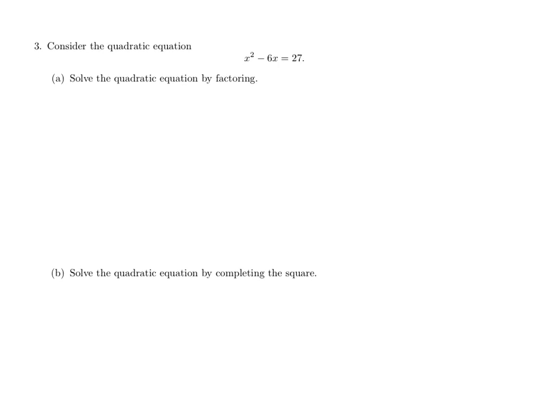All right, number 3. Consider the quadratic equation x squared minus 6x equals 27. Part A: solve the quadratic equation by factoring. And part B is solve the quadratic equation by completing the square. So in order to get this right, you have to use the method described in the directions.